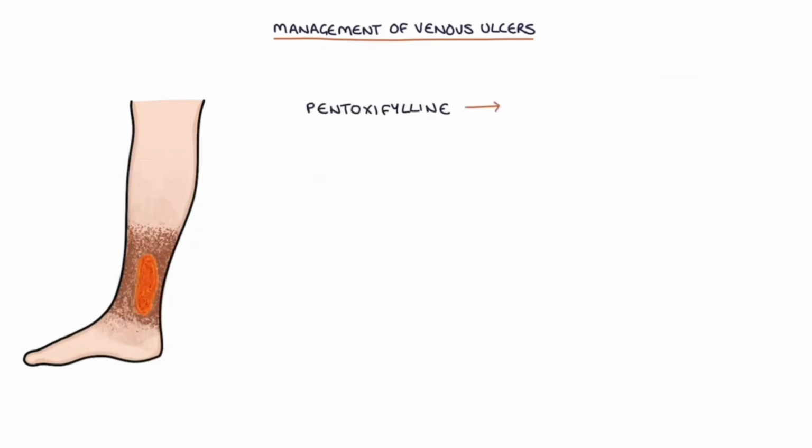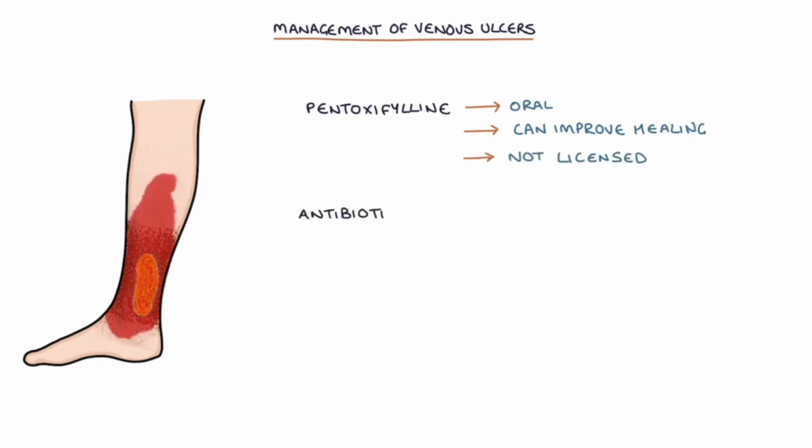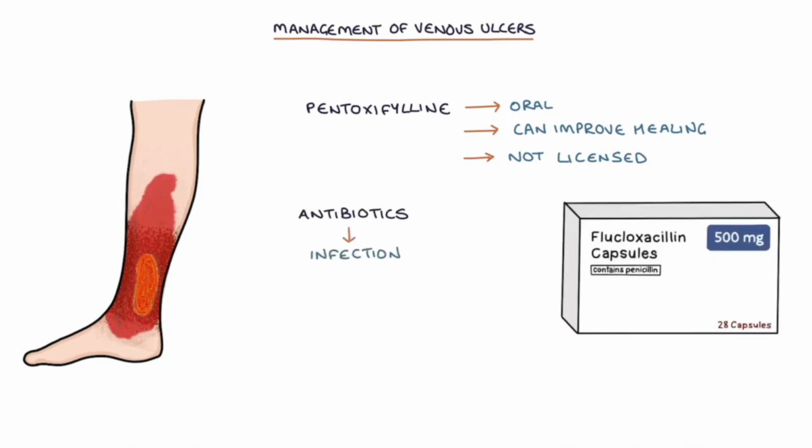Pentoxifylline, which is a drug taken orally, can improve healing in venous ulcers. However, be aware that this is not a licensed indication. Antibiotics can be used to treat any infection that's present, and analgesia is used to manage pain. However, avoid non-steroidal anti-inflammatory drugs as they can worsen the condition.